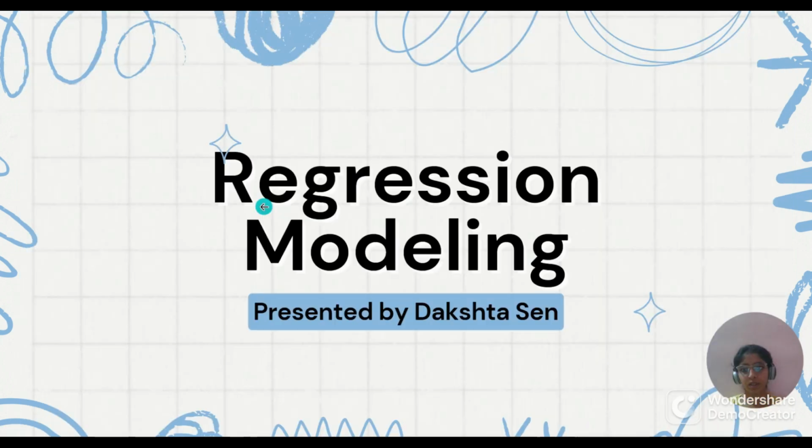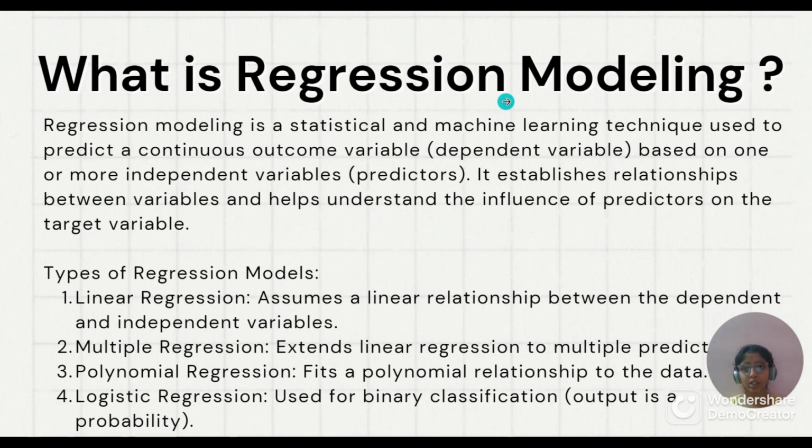In this video we will discuss regression modeling. So what is regression modeling? Regression modeling is a statistical and machine learning technique used to predict a continuous outcome variable, the dependent variable, based on one or more independent variables, the predictors. It establishes relationships between variables and helps understand the influence of predictors on the target variable.